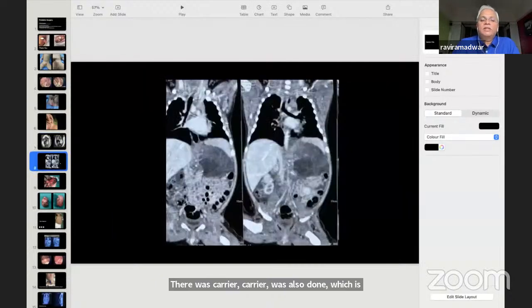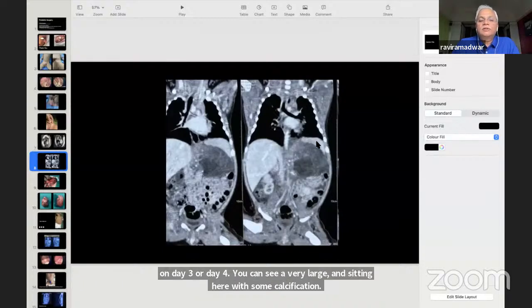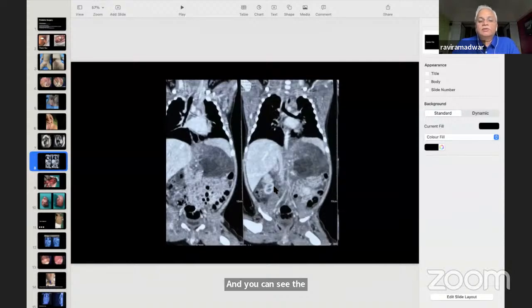So this baby was born, and this was the CT done, I think on day 3 or day 4. You can see a very large lesion sitting here with some calcification, and you can see the normal liver, normal spleen. The GI tract was absolutely normal. The child was on feed and tolerating feeds properly. So again, the differential was: are we dealing with a teratoma? Neuroblastoma? Some ganglioneuroma or some funny thing?